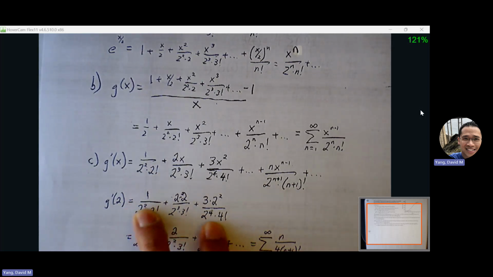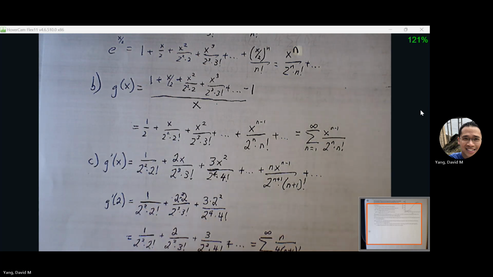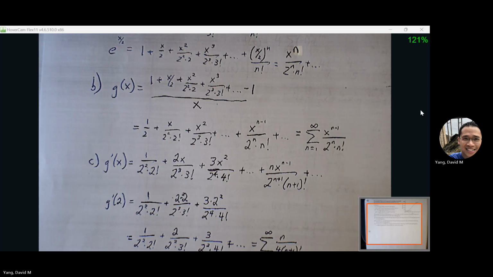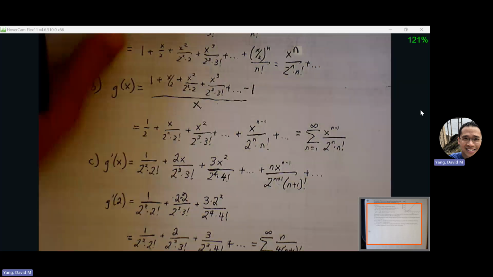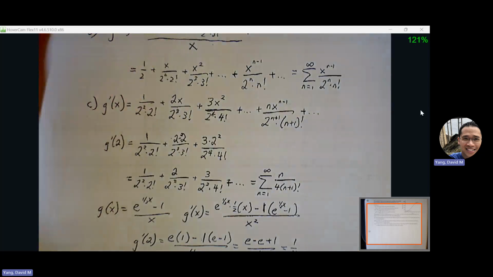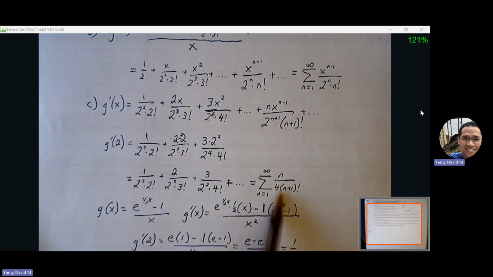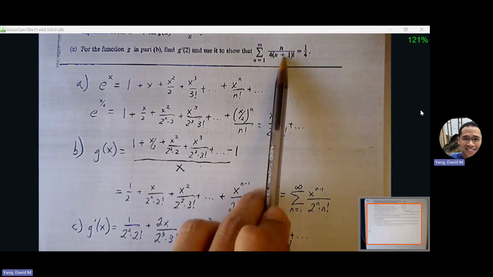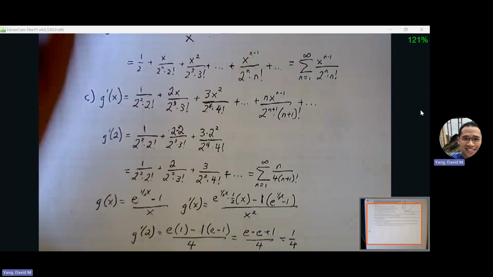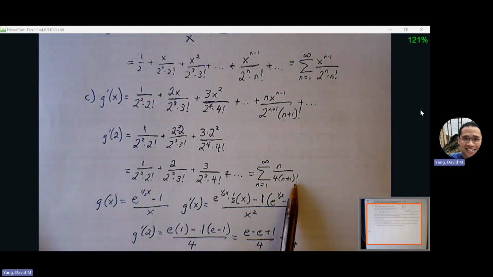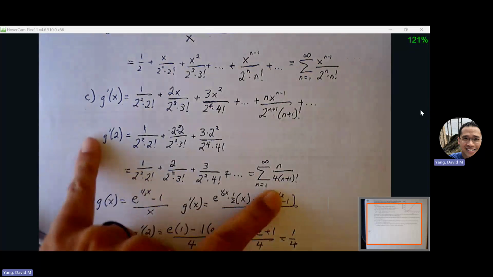And then g prime of 2, so g prime of 2 just basically replaces the x with 2. And so I'm left with 1 over 2 squared 2 factorial, 2 over 2 squared 3 factorial, 3 over 2 squared 4 factorial. And this is basically going to fit into that form. And they give us that form here. And we can see that it does match this n over 4 n plus 1 factorial. So we know that this is basically representing g prime of 2.